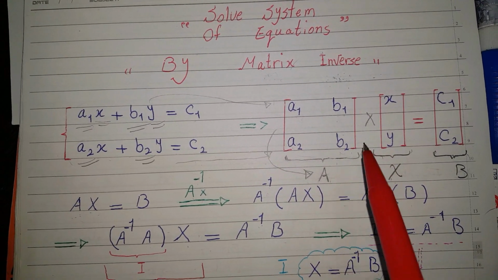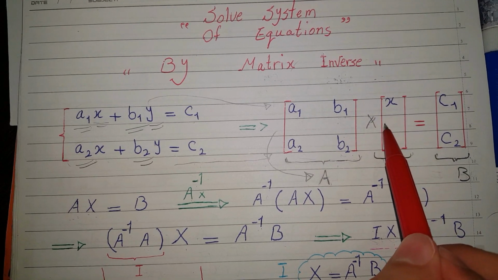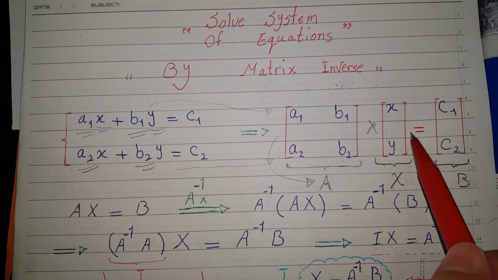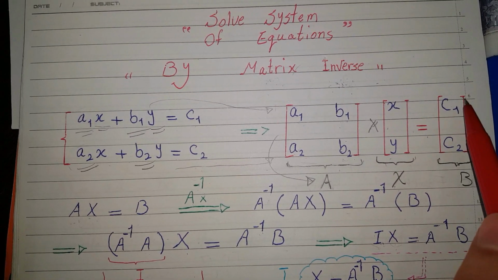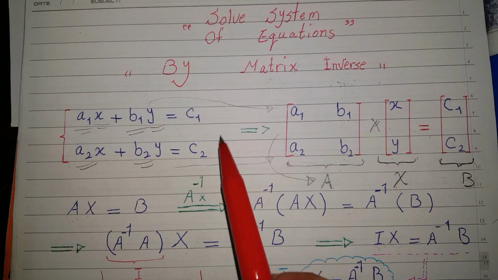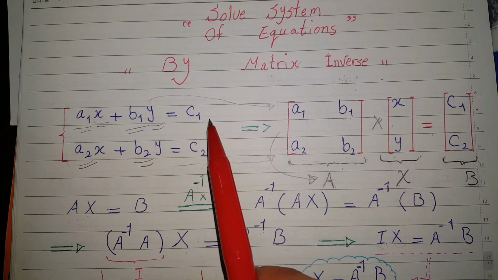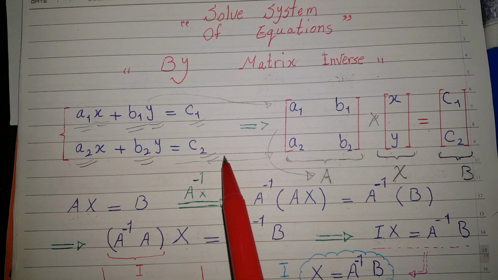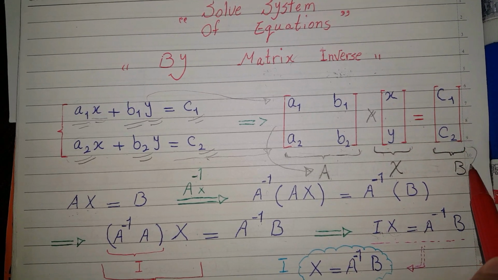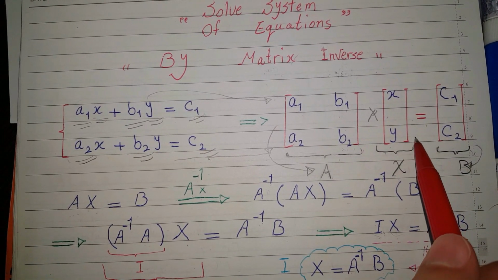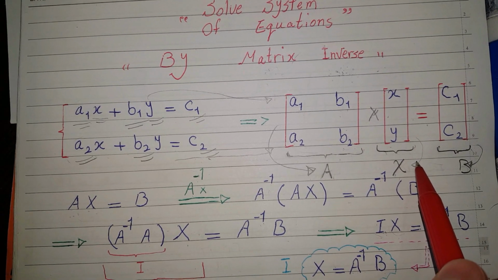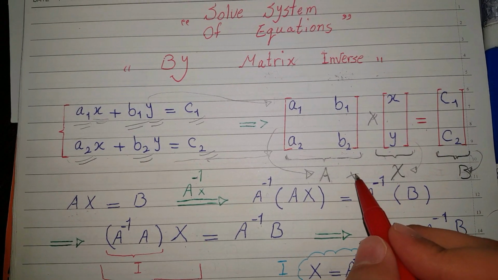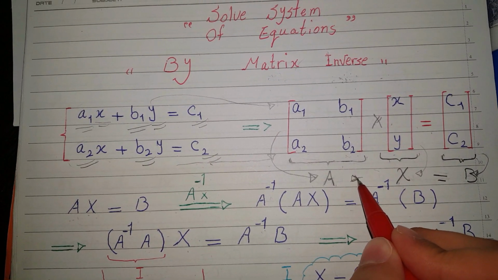Then we multiply this matrix by the matrix of our unknowns, which are x and y. This is the vertical matrix, which is going to be equal to the vertical matrix of our constants in the system. Our constants are c1 and c2, and we're going to name this matrix B. We're going to call the matrix of our unknowns the matrix X, so that A times X is equal to B.